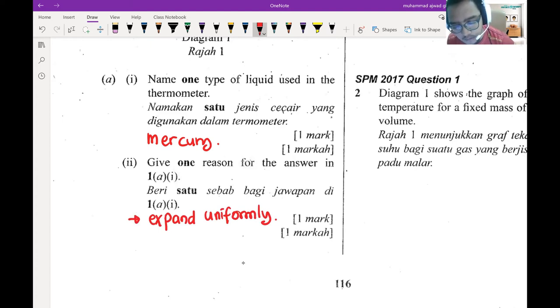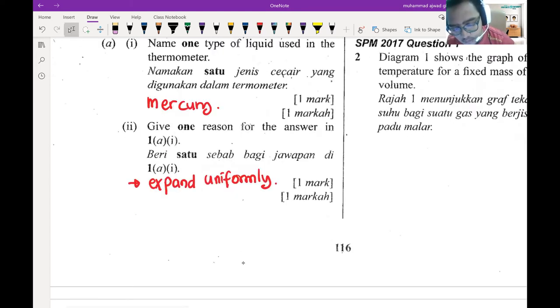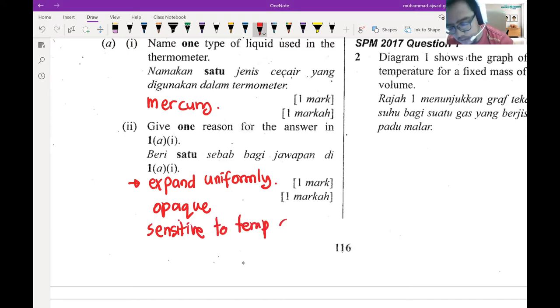Okay, apa lagi reason pakai mercury? Sensitive. Opaque. Senang nak tengok. And also sensitive to? Temperature. Temperature change.